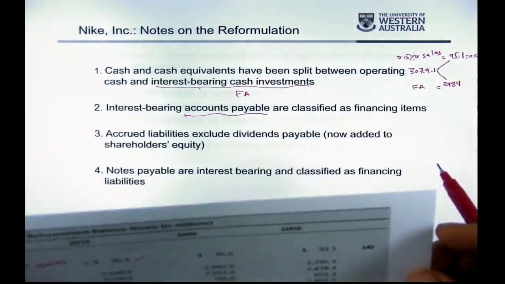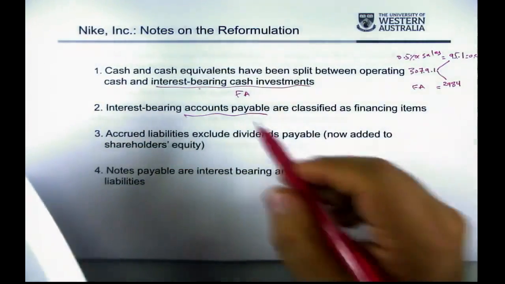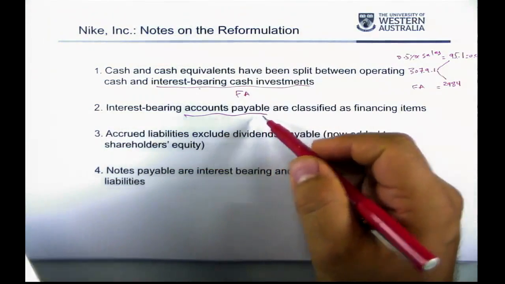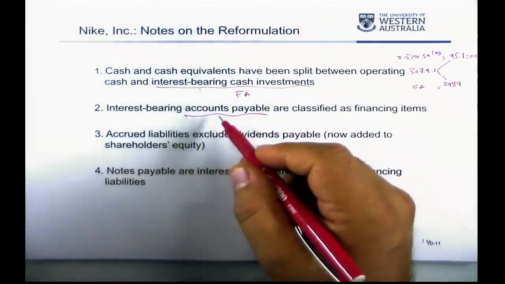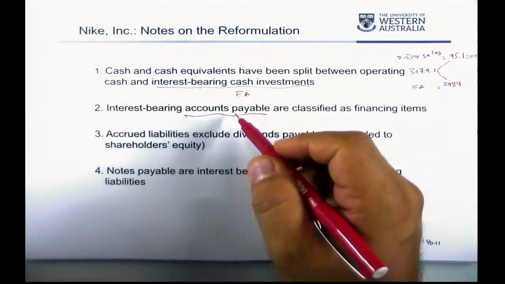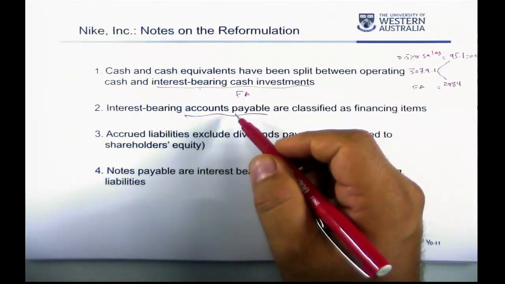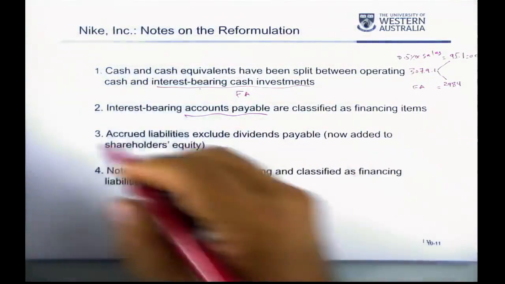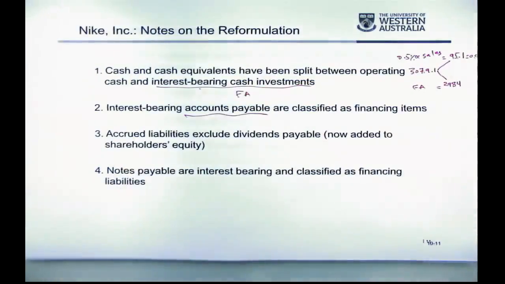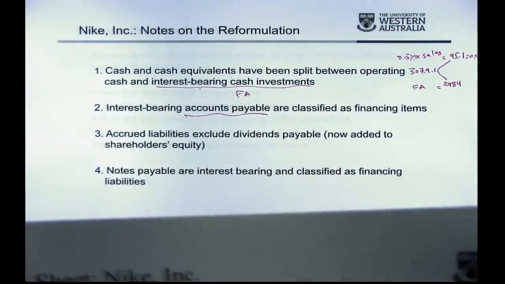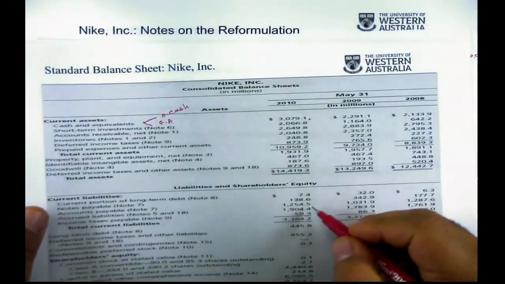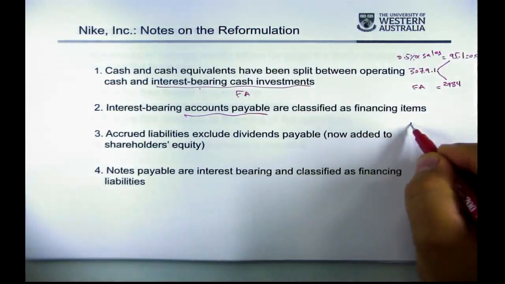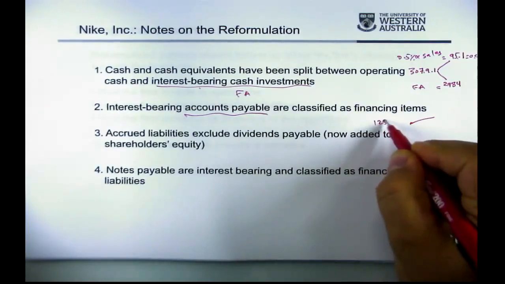According to the footnotes, it was found that not all of these accounts payable are non-interest bearing. Some of them are interest bearing. So in this case, interest-bearing accounts payable are classified as financial liabilities and the balance as operating. So what is the original amount of accounts payable? The original amount was 1254.8.